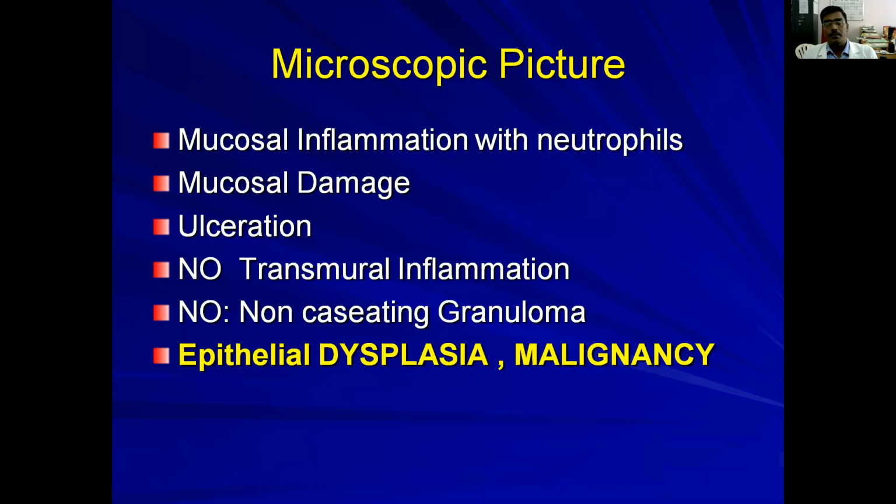So, the microscopic picture. Ulcerative colitis involves predominantly the mucosal layer, so it causes mucosal inflammation. It involves plenty of dead and degenerated neutrophils, forming a crypt abscess. So it's a mucosal inflammation with neutrophils that predominantly damages the mucosa, causing erosion and ulceration. There is no transmural inflammation, which means inflammation does not extend into the muscularis layer.